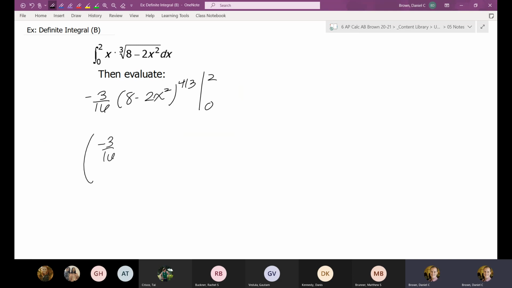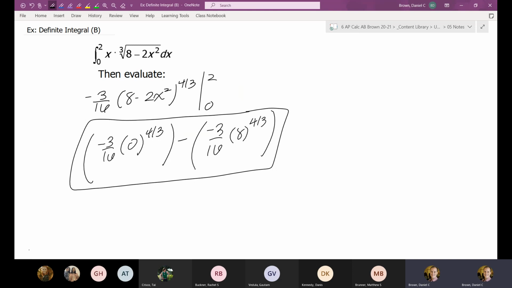negative 3/16. That's going to be 8 minus 2 times 4, 8 minus 8, 0. That's pretty convenient. Minus plugging in the bottom. Plugging in 0, so it's going to be 8 to the 4/3. And I'll be lazy and leave my answer like that, because you don't have to simplify your answer.